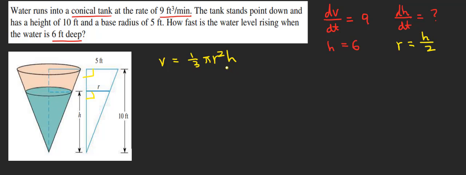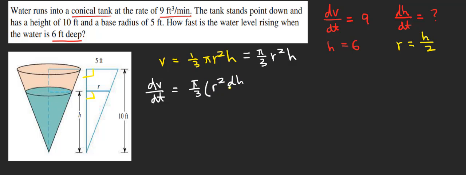Now, another way of doing it is, if you don't want to use a single variable, let's just rewrite this as pi over 3 r squared times h. Let's find the derivative with respect to time using two variables. So it's going to be, pi over 3 is a constant, r squared times dh/dt plus h times 2r dr/dt. I got this using the product rule.